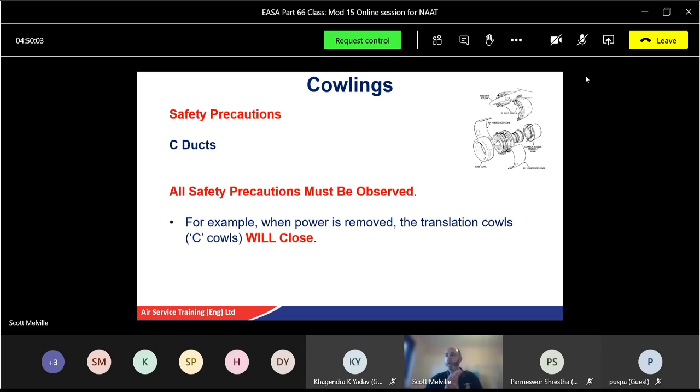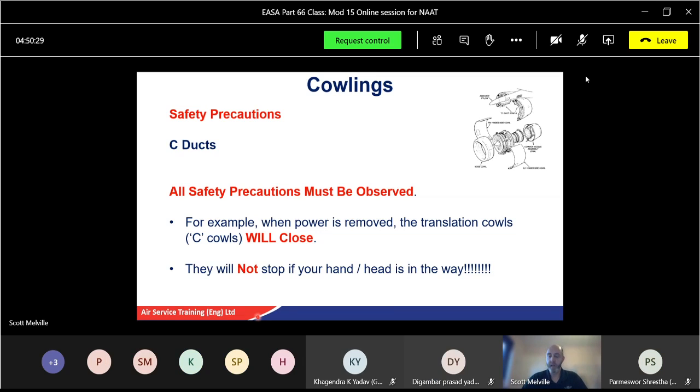Right, okay, where was it? Yeah, safety precautions. Be very, very careful around all this stuff, guys. They will hurt you, okay? Same with thrust reverse buckets and all that sort of thing. Anything that moves under pressure is going to win. You won't win. So be very, very careful. They will not stop if your hand or head is in the way. In other words, it's going to hurt. And worst scenario, be very, very careful.